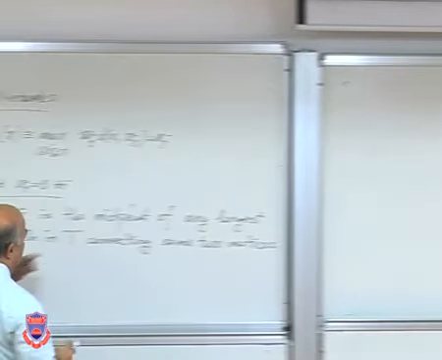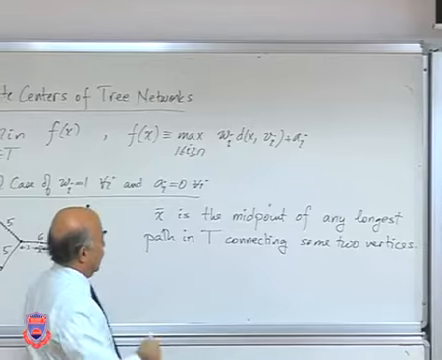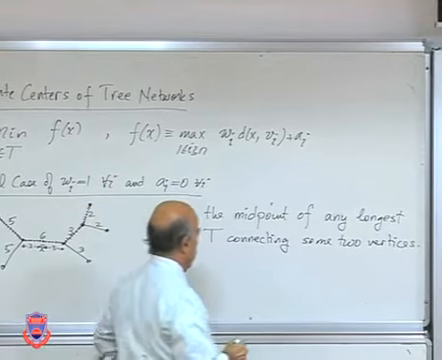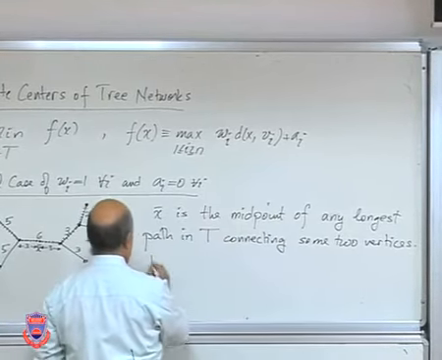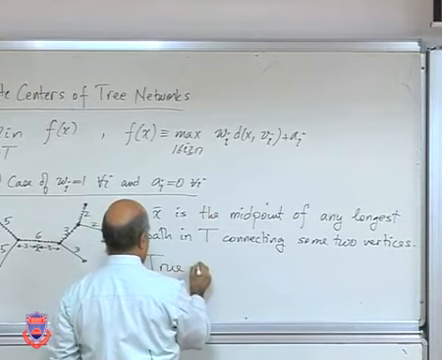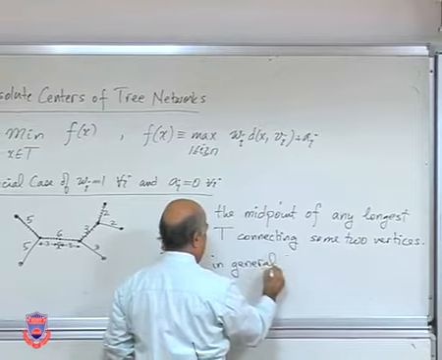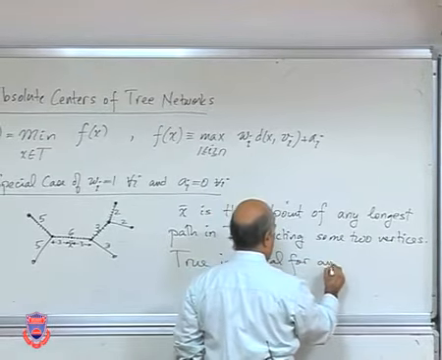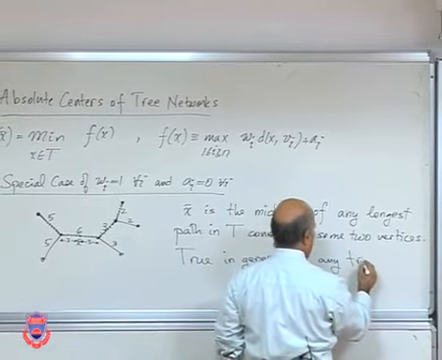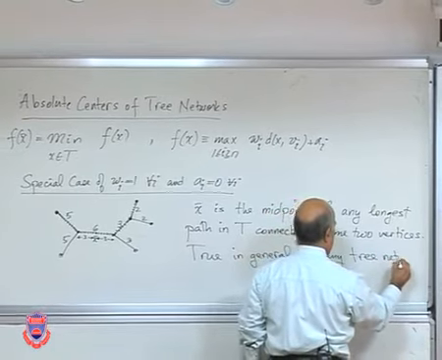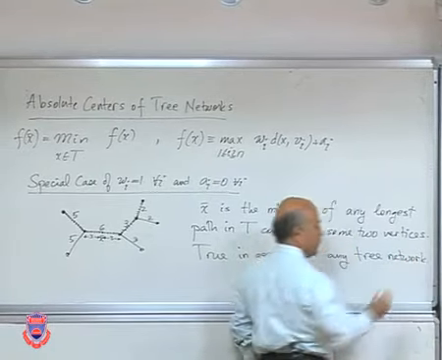So x bar is the midpoint of any longest path in T connecting some two vertices. True in general for any tree network, not only for this example.